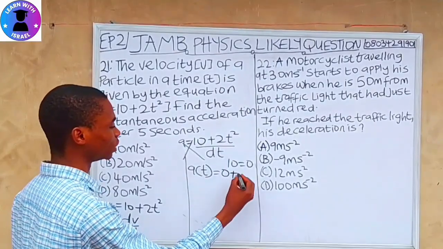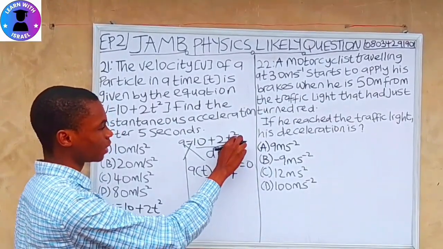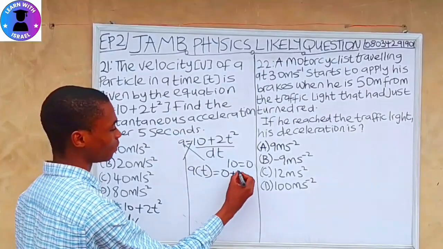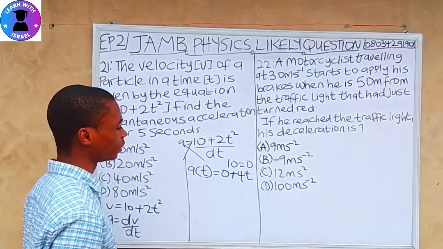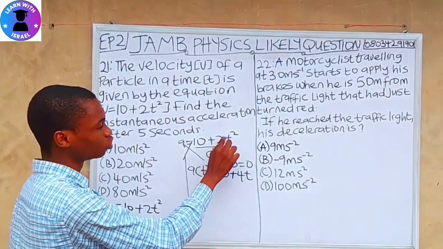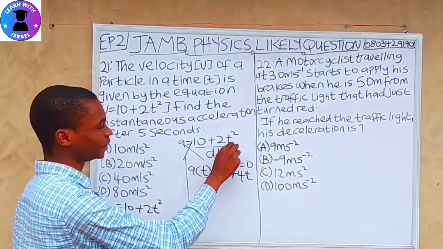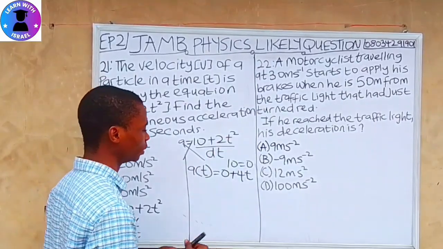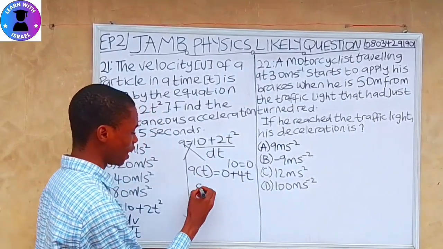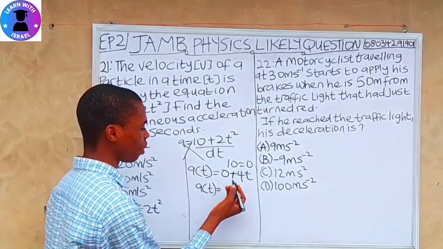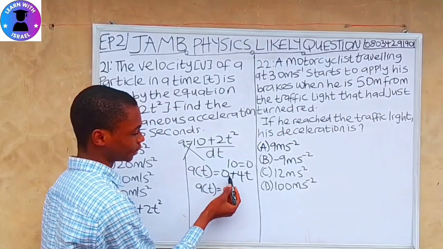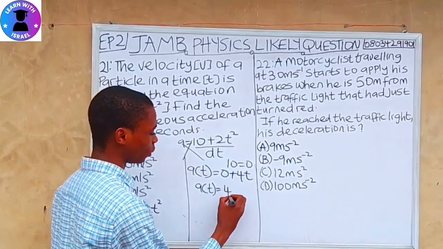So our 10 is 0 plus 2t squared. 2 square is 4, so we are now left with 4t. I hope you understand that now. 2 square is 4, multiplied by this t, it will give us 4t. So our a t equals 0 plus 4t, which is also 4t.